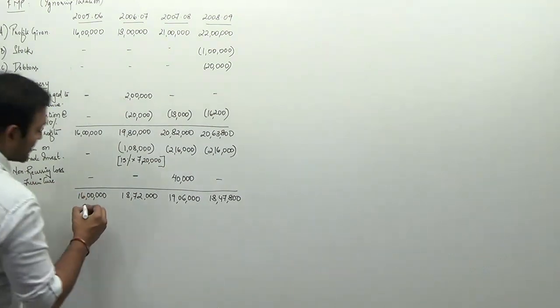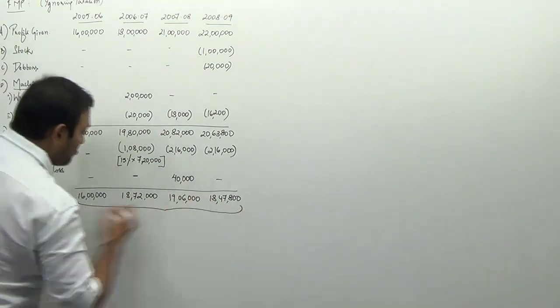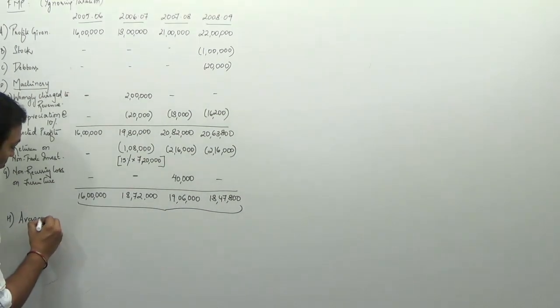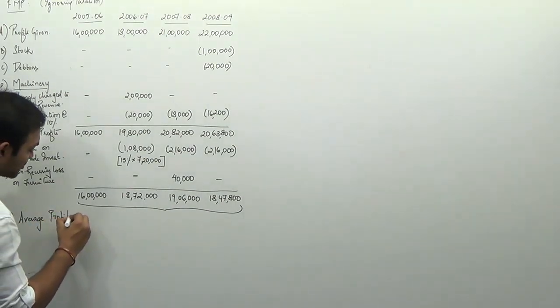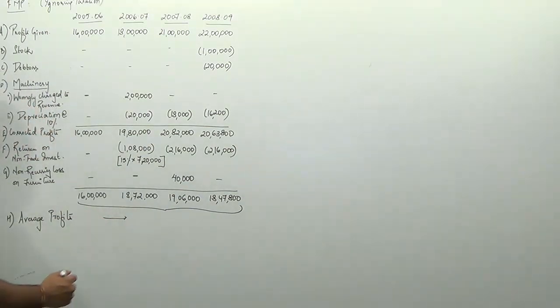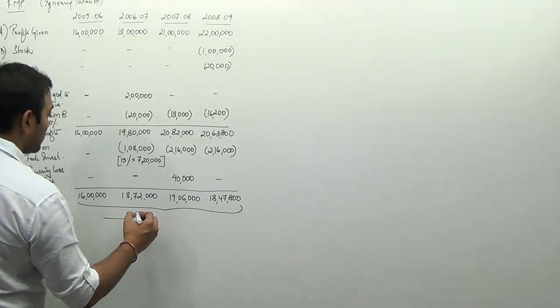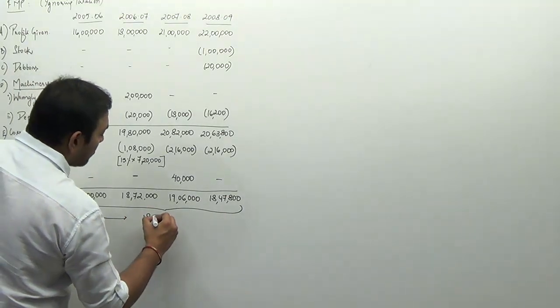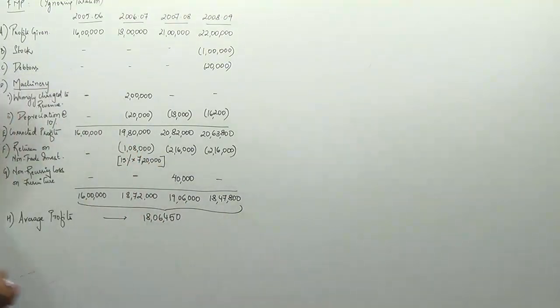He asked you to take a simple average of these profits. Average profits. How much is the average profit? Take a simple average of these profits, guys. 18,06,450. Only one adjustment before we get the FMP. That is your point number 7.